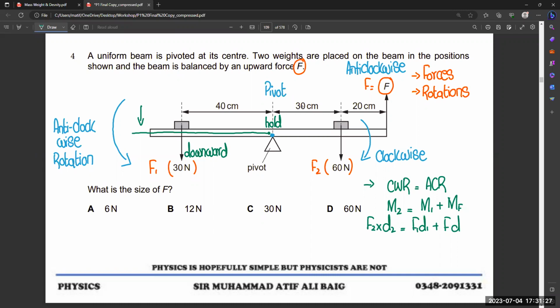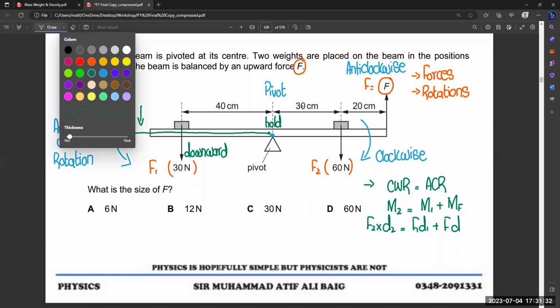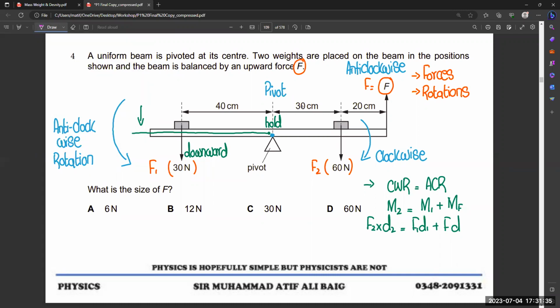We already know the values of F. We just need to write the values of D, and that is also very simple. It is not a difficult task. For F1, we know that this will be D1, right? The distance from the pivot to the line of action. And this 30 will be D2, again from the pivot to the line of action. So F2 is 60 multiplied by 30, is equal to F1, which is 30, and D1 will be 40.